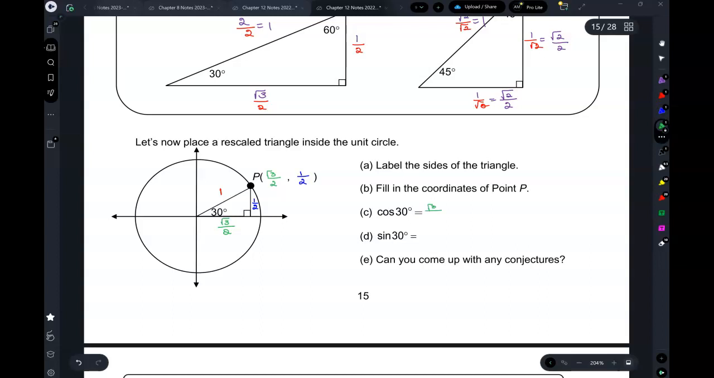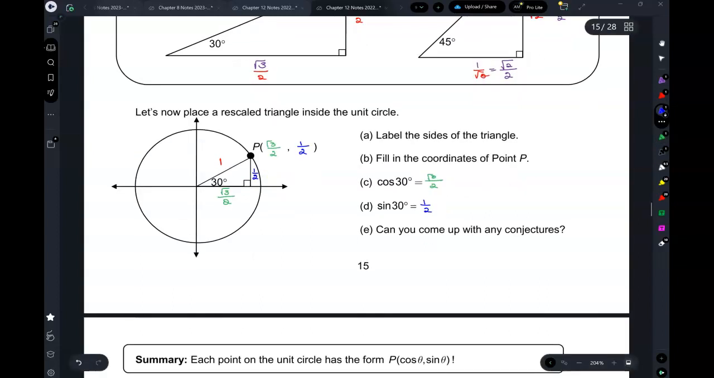Just √3/2, just the side itself. And what's the sine of 30 then? 1/2. So what conjectures can we come up with? What happens in a unit circle, when the hypotenuse is 1, the sine and the cosine are just the sizes of the legs of the triangle, right?